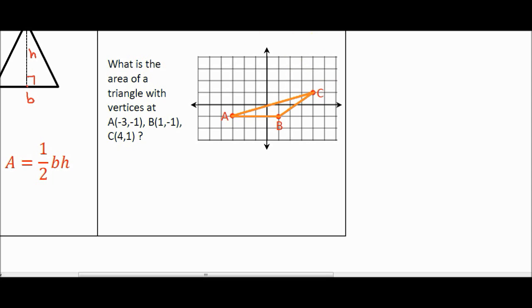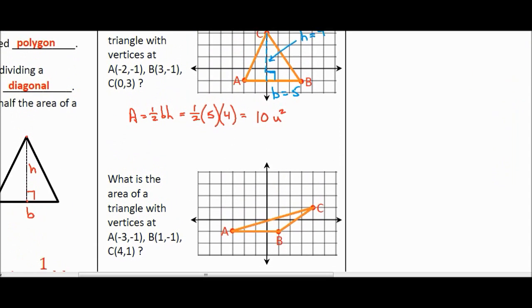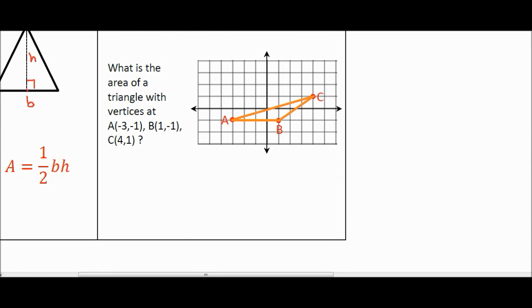Okay, so there's our triangle, crazy looking triangle. Clearly it's not a right triangle. Was our last one a right triangle? No, it was not. It was acute. Okay, this is an obtuse triangle.